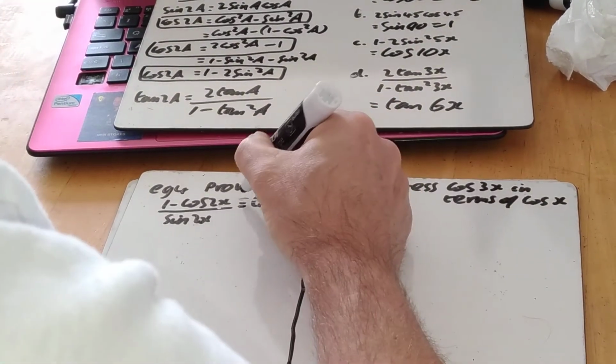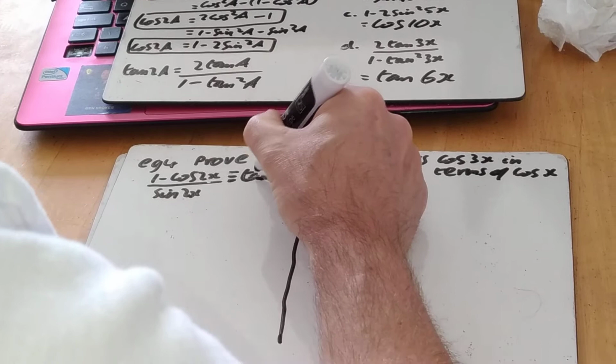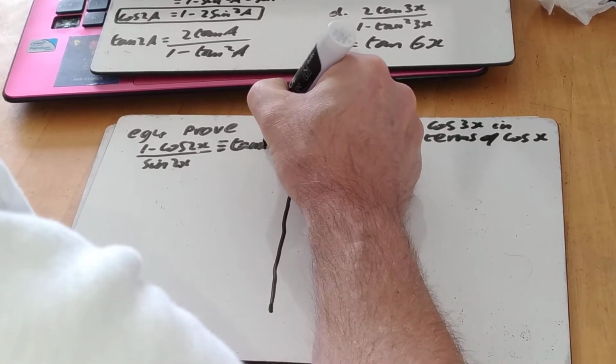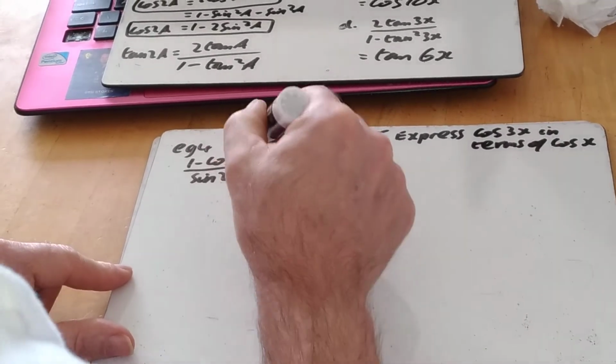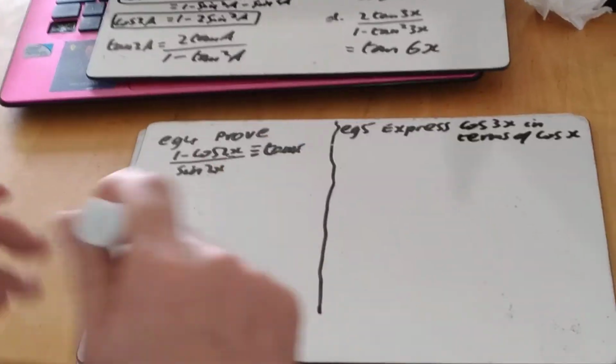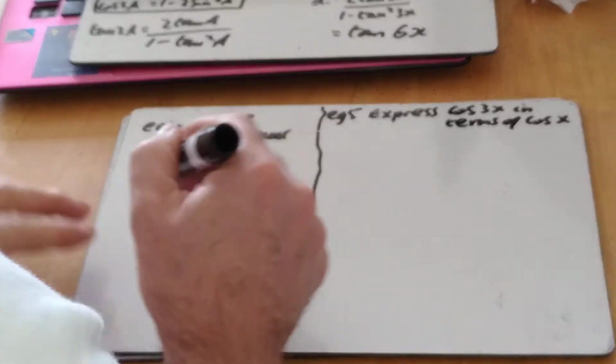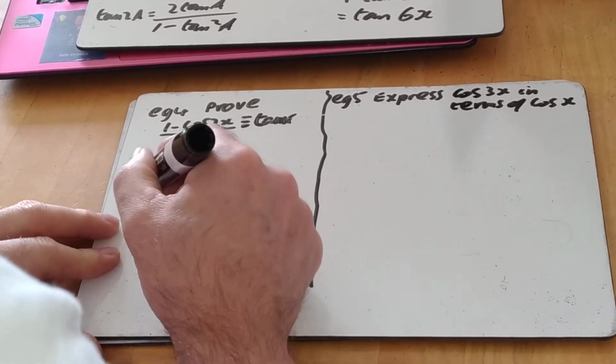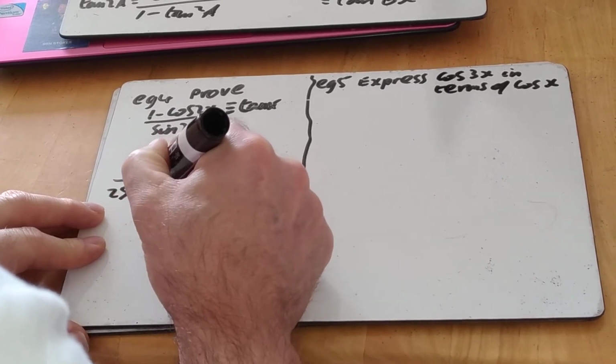A proof one. It's just showing that this fraction 1 minus cos 2x over sin 2x is equivalent to tan x for all values of x. Now, because I've got that cos 2x in this case, the only thing I can do on the bottom is write it as 2 sin x cos x.